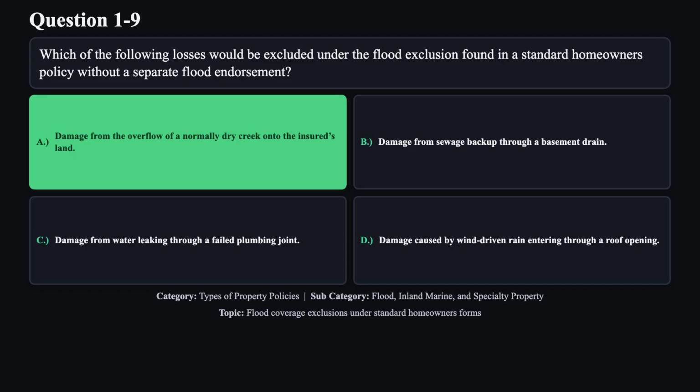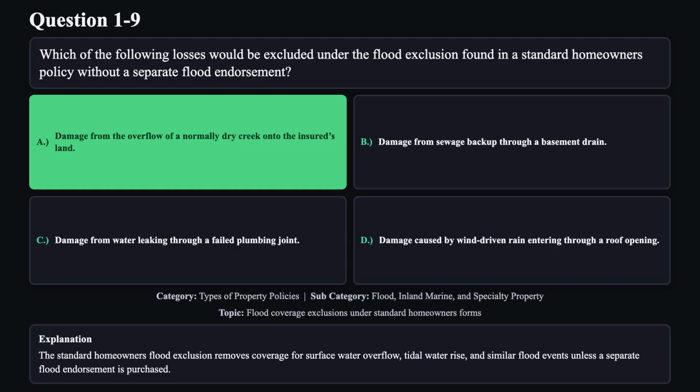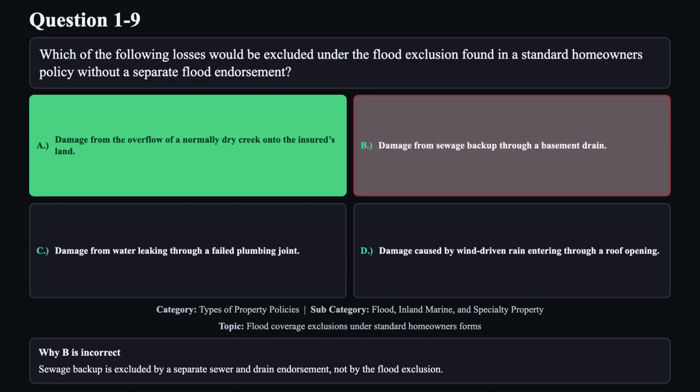The correct answer is A. The standard homeowner's flood exclusion removes coverage for surface water overflow, tidal water rise, and similar flood events unless a separate flood endorsement is purchased. Reason B is not correct. Sewage backup is excluded by a separate sewer and drain endorsement, not by the flood exclusion.